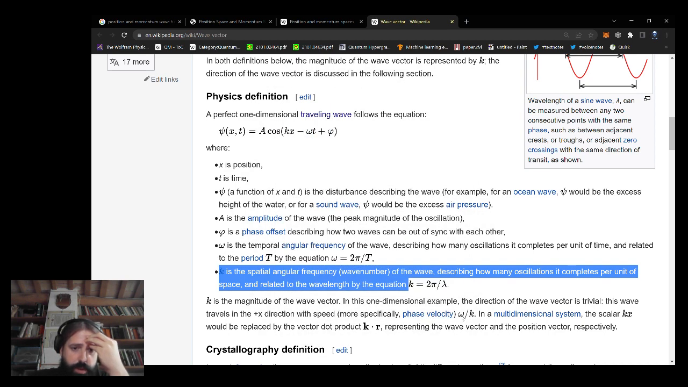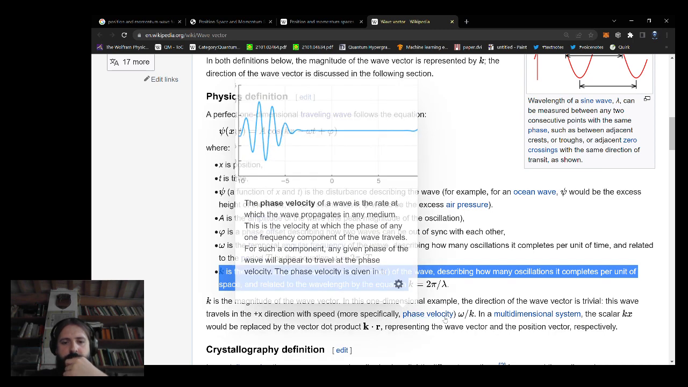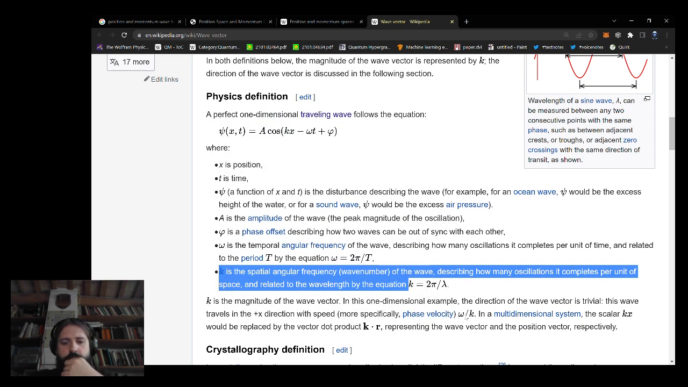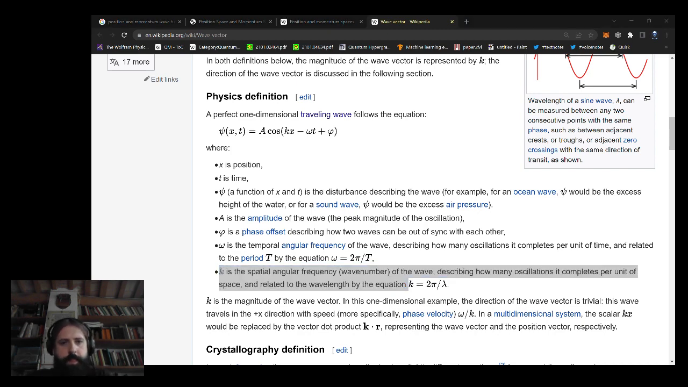if W is zero, right? If the temporal angular frequency of the wave is zero, what would that mean, though? It would mean that, no, it's impossible. It can't be zero. But then it means the phase velocity can never be zero, which is also a bit odd.